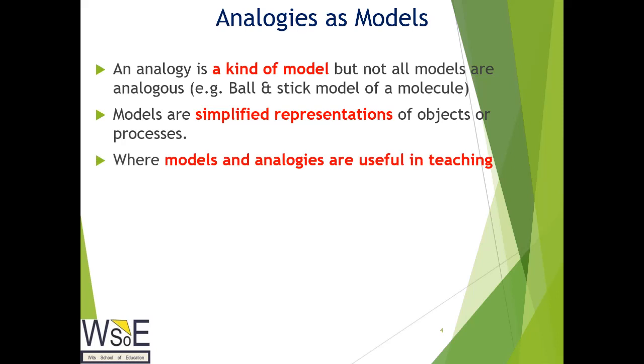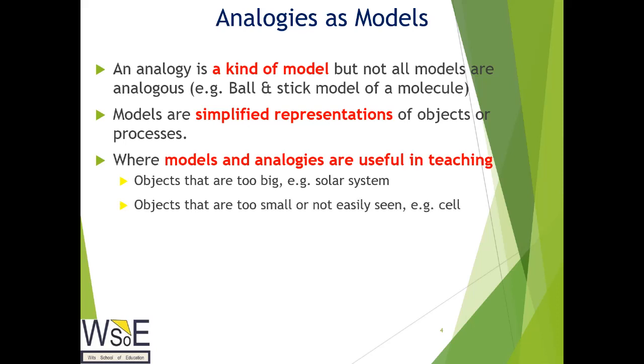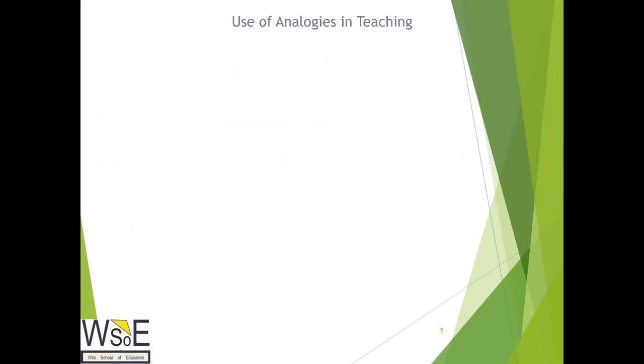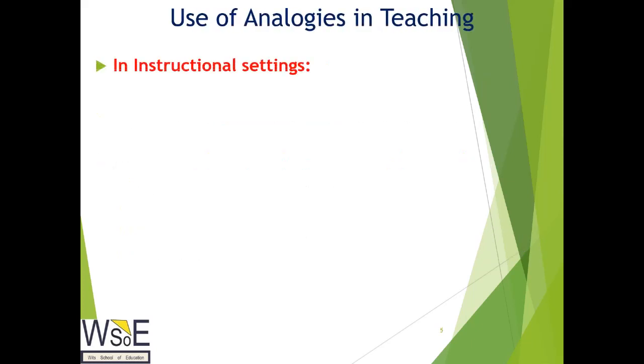Now, models and analogies are useful in teaching if the object is too big, such as the solar system; if objects are too small and cannot easily be seen, such as the cell; for processes that cannot be easily seen directly, such as digestion or erosion; and for abstract ideas such as the particulate nature of matter. Analogies are useful in teaching.